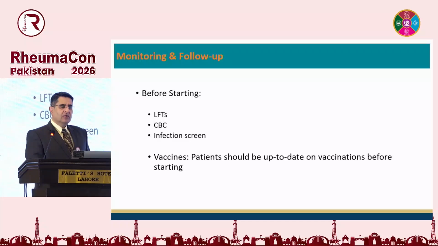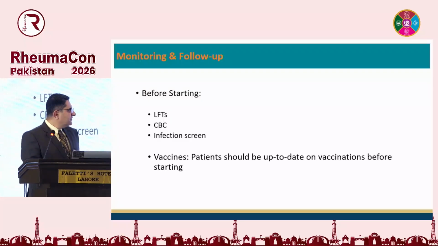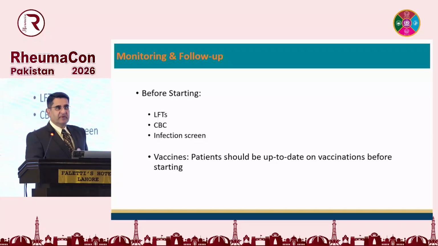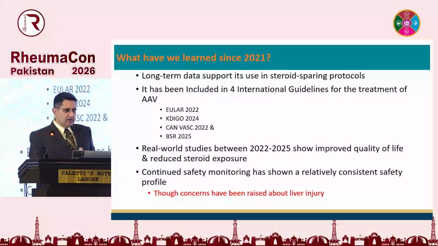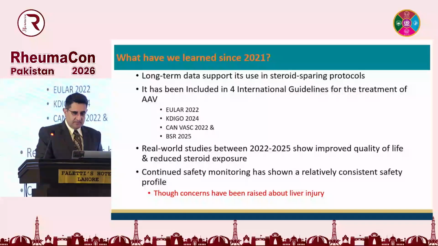So before starting all the biologics and targeted synthetic DMARDs, LFTs, CBCs, and an infection screen are necessary. By infection screen, I mean latent tuberculosis and hepatitis B and C infections. And vaccination should be done prior to treatment. So, I have told you about 3 guidelines. Canadian vasculitis guidelines also included this drug, and real-world studies between 22 and 25 have shown reduced steroid exposure and improved quality of life, though concerns have been raised about liver injury.